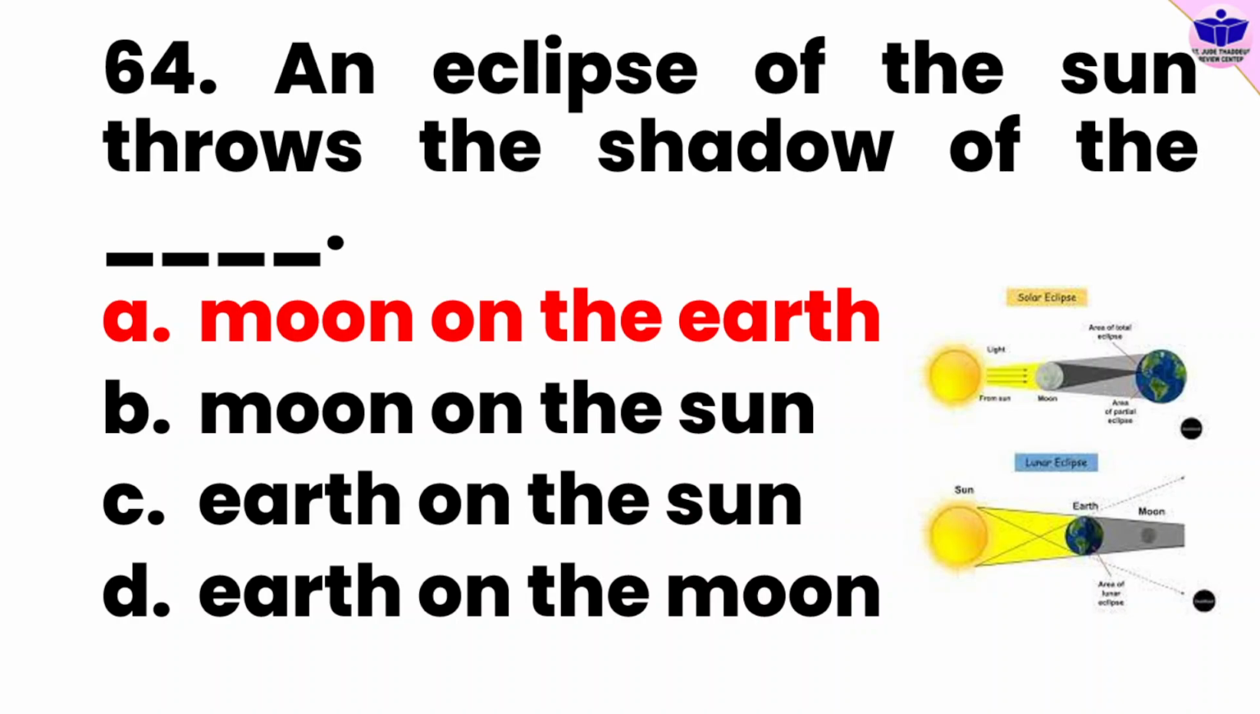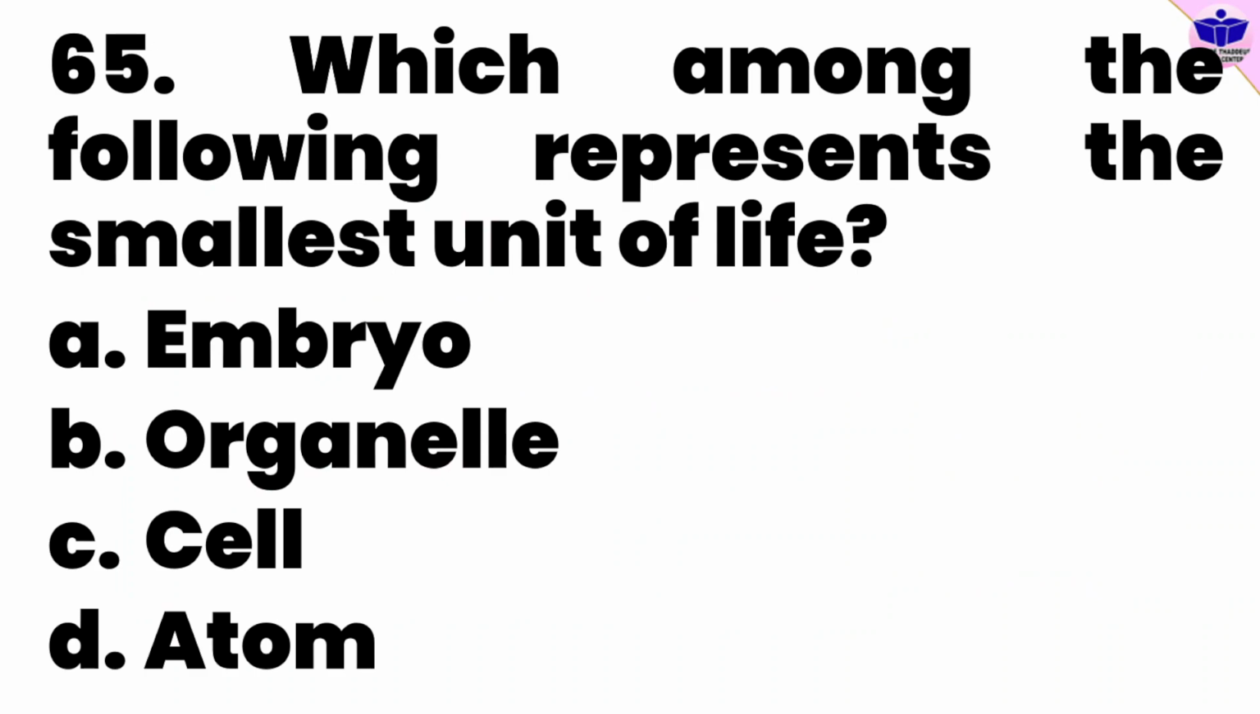That's solar eclipse. As you can see in the diagram here above, this is an example of a solar eclipse. The diagram below shows an example of a lunar eclipse. In lunar eclipse, the shadow of the earth falls on the moon. Okay? Number 65. Which among the following represents the smallest unit of life? A. Embryo, B. Organelle, C. Cell, or D. Atom? Of course, the smallest unit of life is the cell.